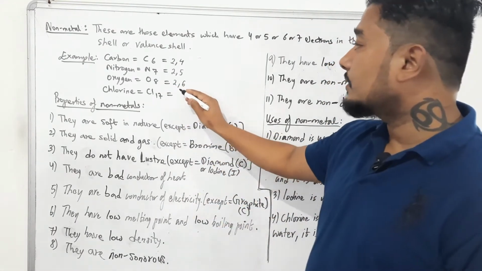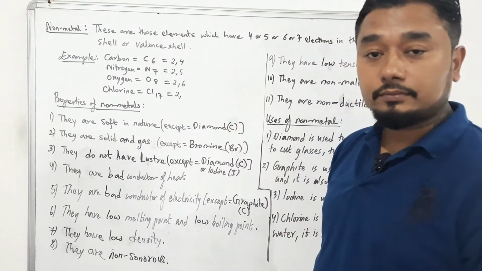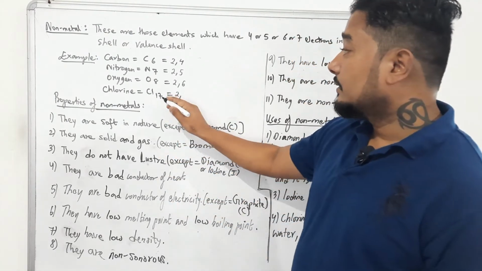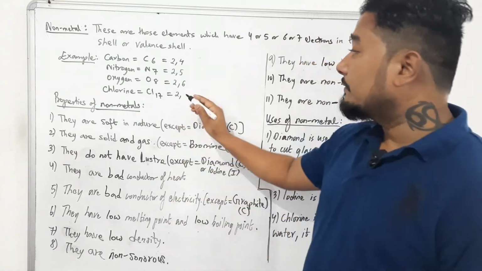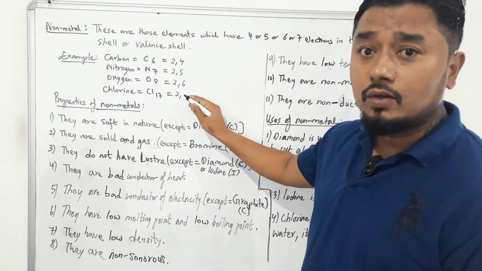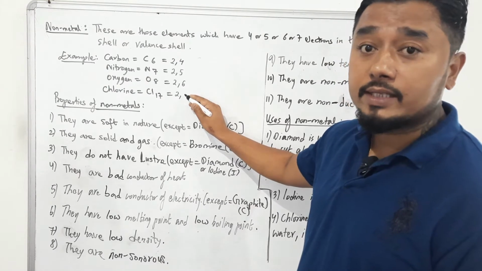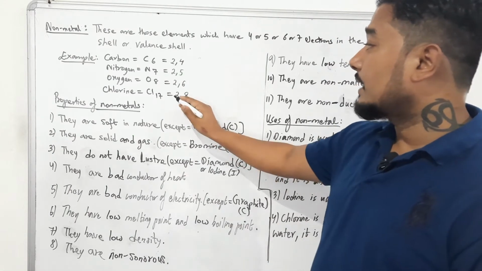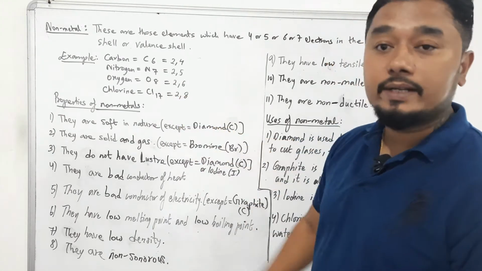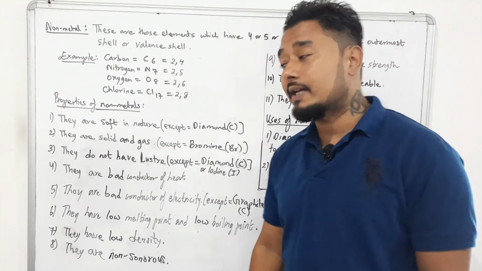Now 17 means how much to put in the first shell? 2, I put. Now how much is left? Out of 17, 2 is gone, 15 is left. So can we put 15 in the second shell? No. How much maximum can we put in the second shell? 8, because we cannot put 15. Now how much is gone? 10 is gone out of 17. How much is left? 7.